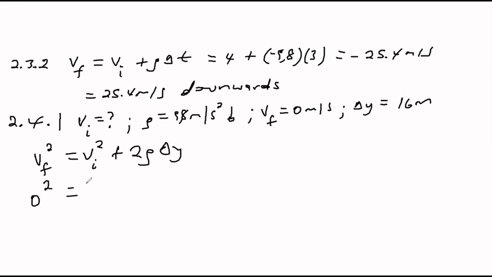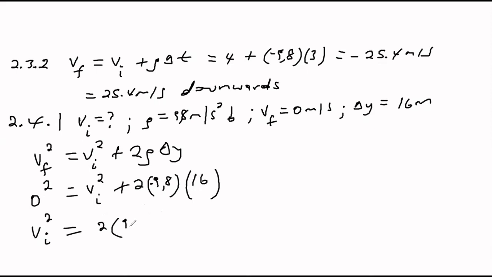Final velocity is 0. Initial is what we are looking for. G is 9,8. It is downwards, so we substitute with negative. Delta Y is 16. It is upwards, so it's positive. So which means we have initial velocity squared, which is equal to 2 times 9,8 times 16. Then you can apply the square root both sides to make the initial velocity the subject of the formula.